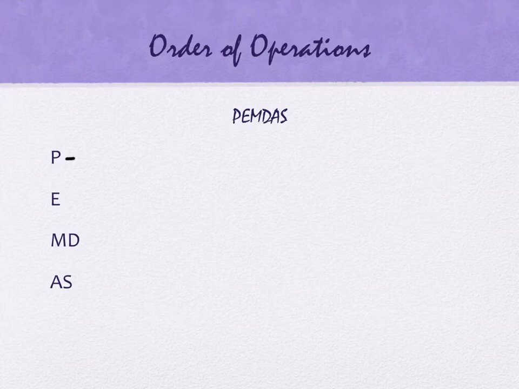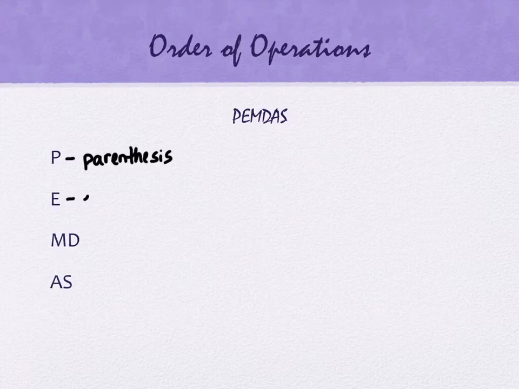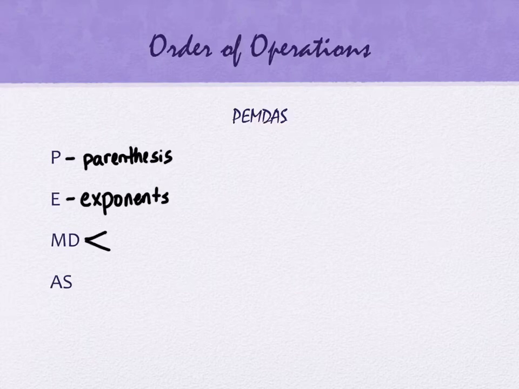So what is P for? Parentheses. What about the E? Exponents. M and D are for what? Multiplication and division.